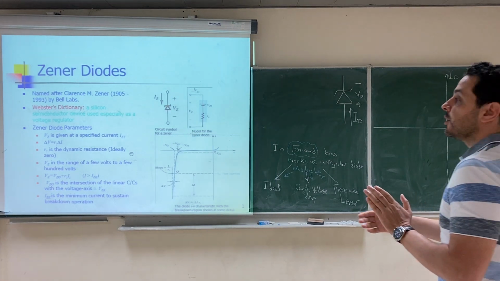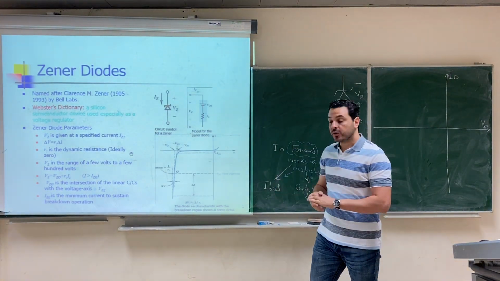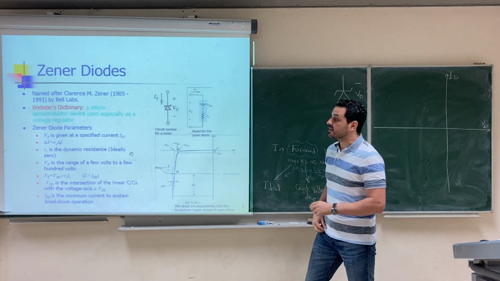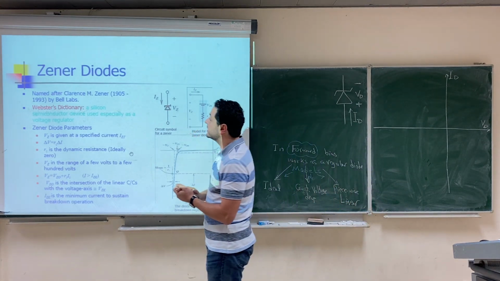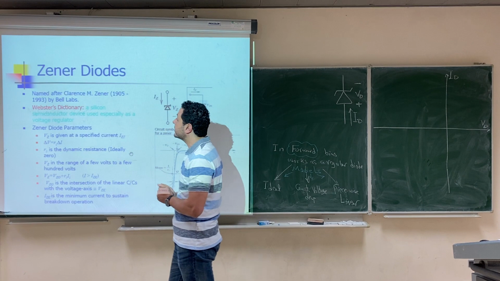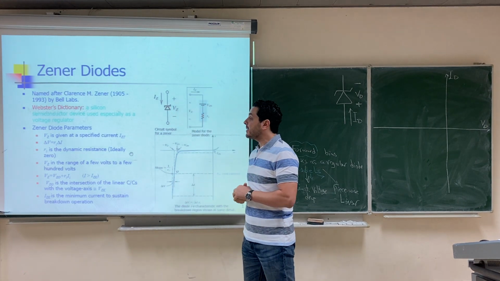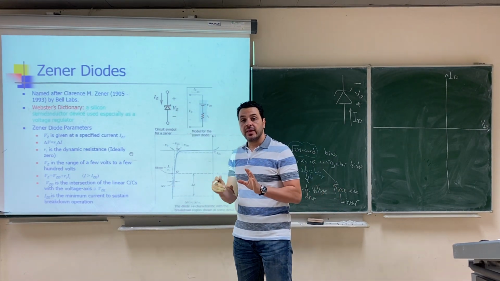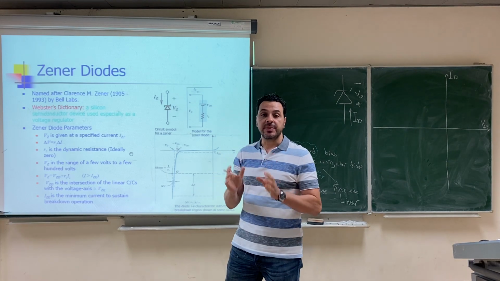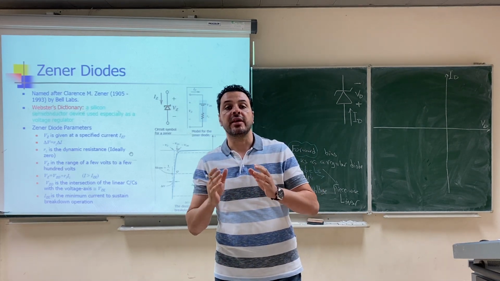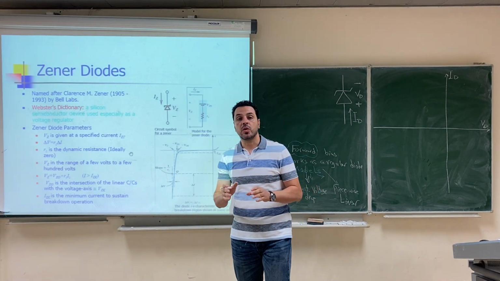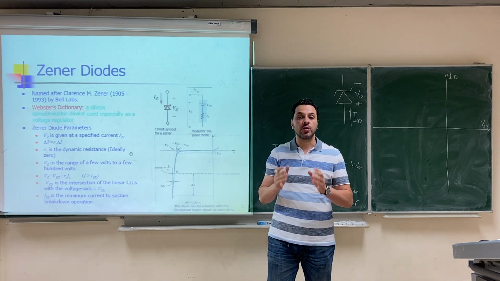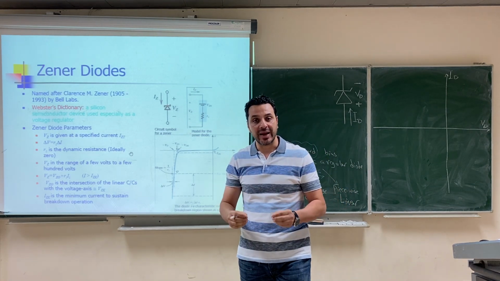In this video, we are going to talk about a special type of diode. It's called the Zener diode. The Zener diode was invented by a scientist called Clarence M. Zener at Bell Labs. And the Zener diode is defined as a special type of semiconductor diode that is designed to work as a regulator, or to work in the breakdown region as a regulator.